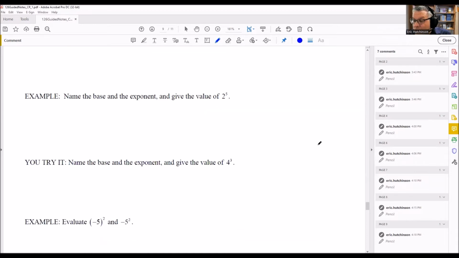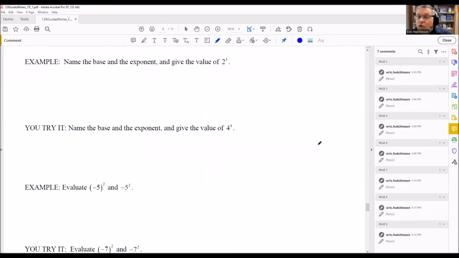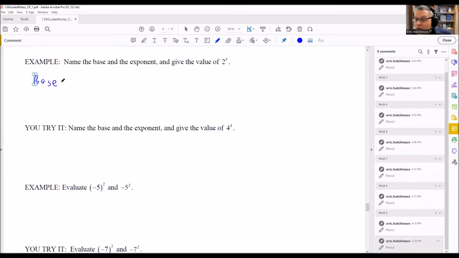All right, now the next one, we want to name the base and the exponent and give the value of 2 to the 5th. This one, they do actually want you to work out. So the base is going to equal 2, and the exponent is going to be the 5. So base is 2 and the exponent is 5. Now they want us to figure out what that actually is.